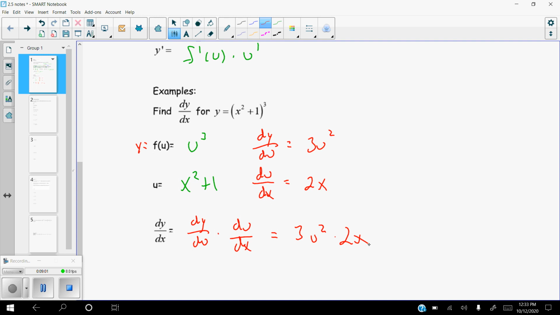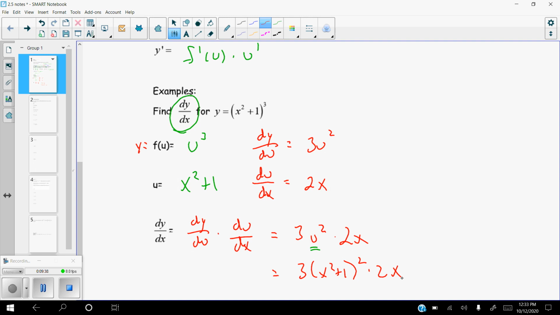The main piece of this, though, is that u right there can't stay u. The reason for that is I was looking for dy over dx. I am looking for the derivative of y with respect to x, meaning everything in the end should have the variable x in it. So when I convert this, I just need to replace u with what we defined u to be, which is x squared plus 1 in terms of x. So it's 3 times x squared plus 1 times 2x.